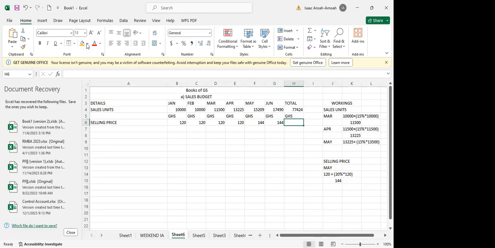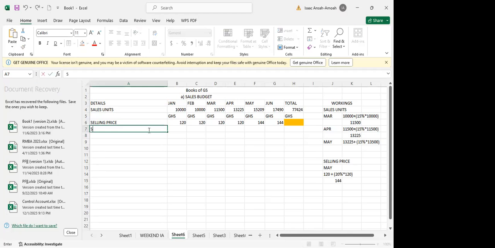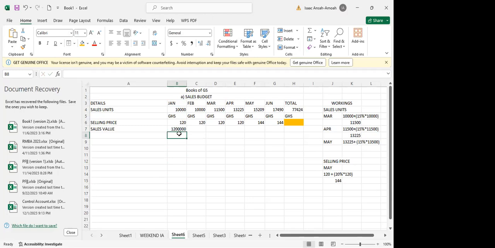Here, you may not have any total, so I can highlight that in yellow, right? There will not be any total here. Based on this, I can find the sales value. The sales value will be the selling price times the sales unit. So that will be 120 as seen here, multiplied by the sales unit. So we're getting 1250.